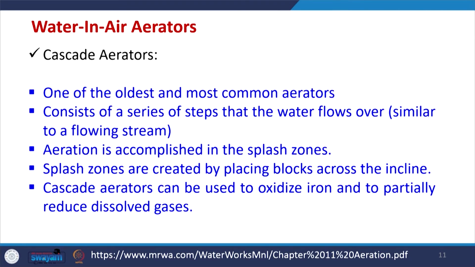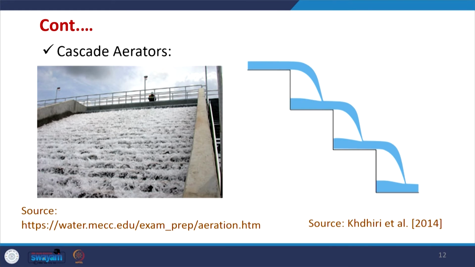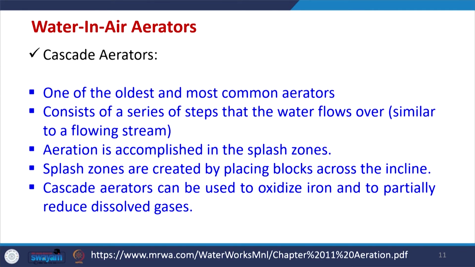So, going further, water in air aerators, one of the very common ones is the Cascade Aerator. You can see the Cascade Aerator here. Water is flowing from one cascade to another, so this type of system is possible. They have certain characteristics, like this is one of the oldest and most common aerators anywhere.